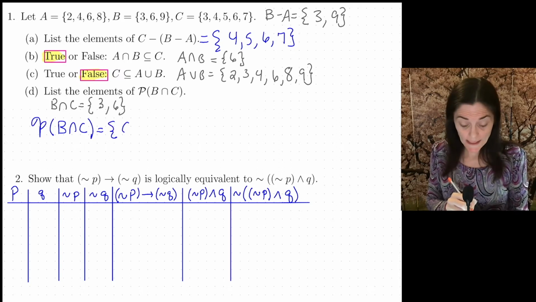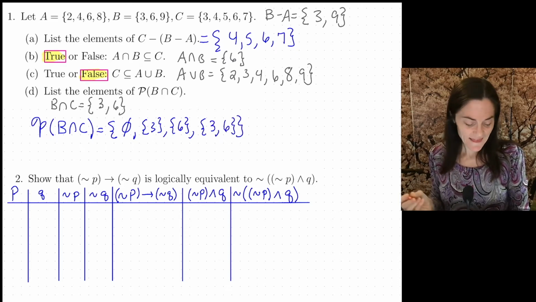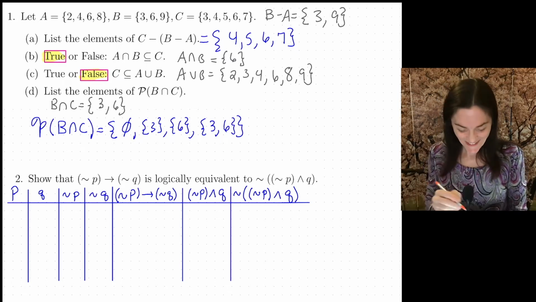First of all, the empty set is a subset of every set. We have the singletons. And then we have the set containing 3 and 6. And this completes number 1.